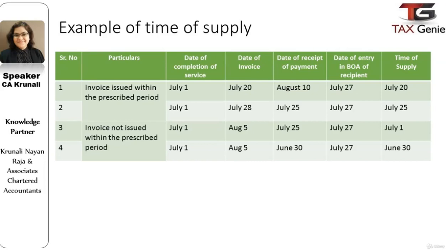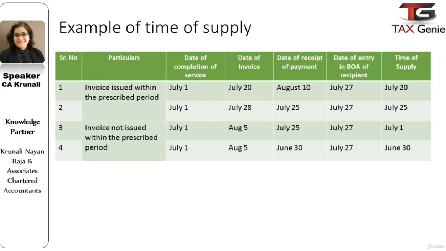In the next case, the date of completion of service is 1st of July, date of invoice is 28th of July, date of receipt of payment is 25th of July, and date of entry in books of accounts is 27th of July. In this case, the time of supply would be date of receipt of payment, that is 25th of July, because this is the earliest of the 3 dates.